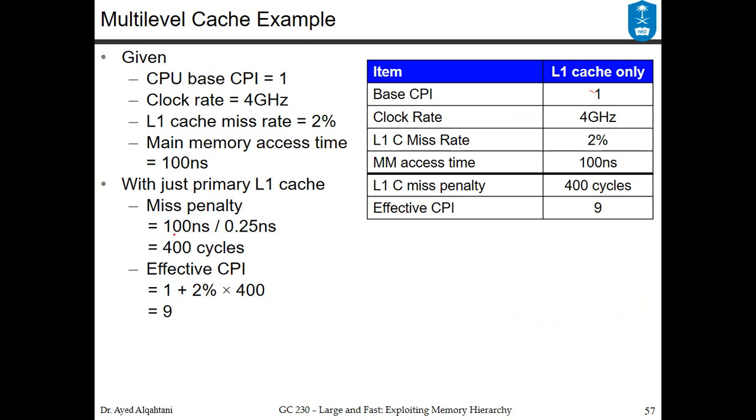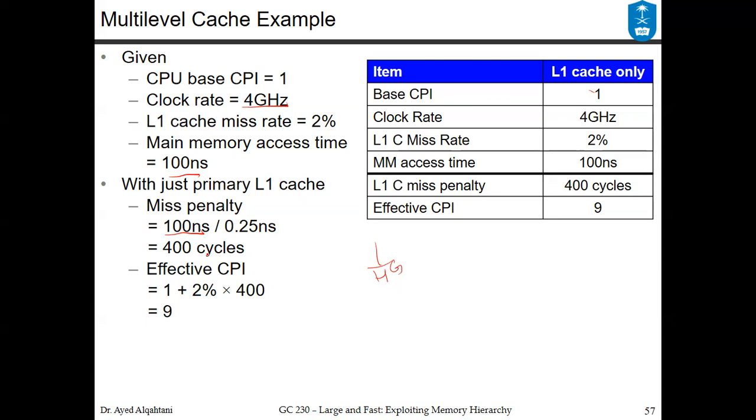To get this, we have 100 nanoseconds, which is the access time for the memory, and you access the memory only if you have a miss. If you have a hit, then you just get it from the cache and that's it. So it's 100 nanoseconds divided by the time for a single cycle. The time for a single cycle is given by the clock rate, which is 1 over 4 giga, and 1 over 4 giga is 0.25 nanosecond. So you divide 100 nanoseconds by 0.25 nanosecond, and that's 400 cycles. That's a lot of cycles.